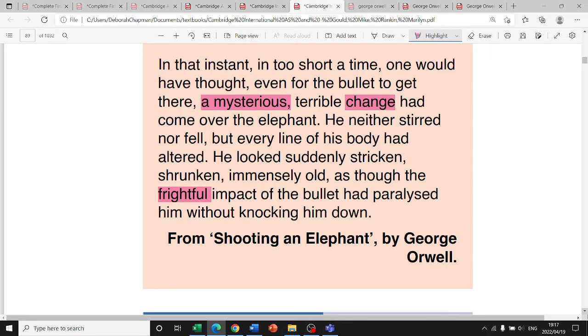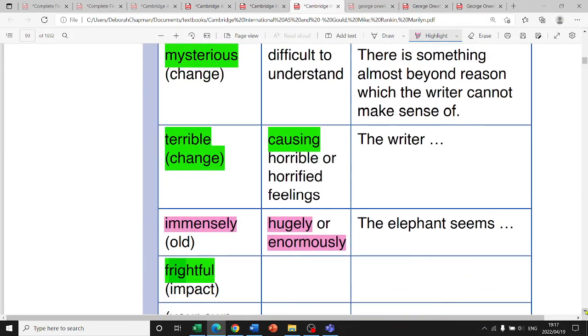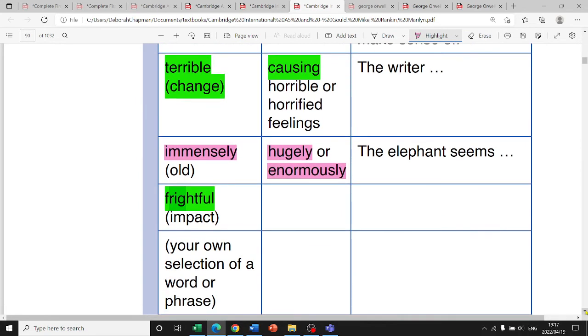Remember when we were looking at the earlier ones? Terrible. It means that it's something horrible, or that it creates horrified feelings, perhaps. So what is frightful? Why might it be frightful? What is your interpretation of that idea?